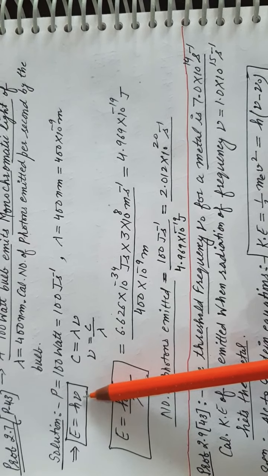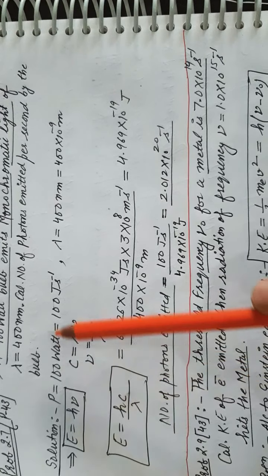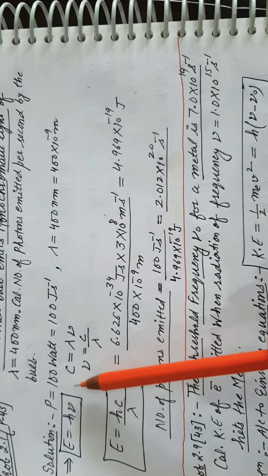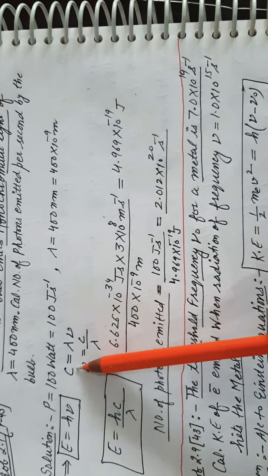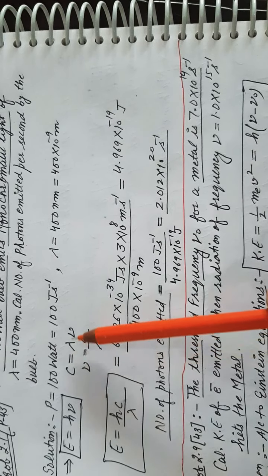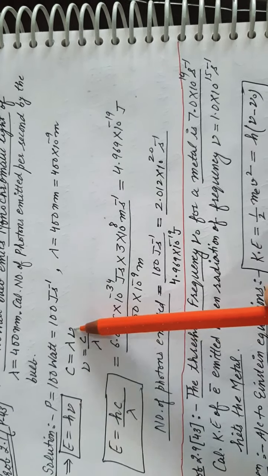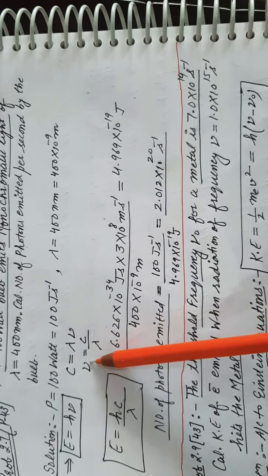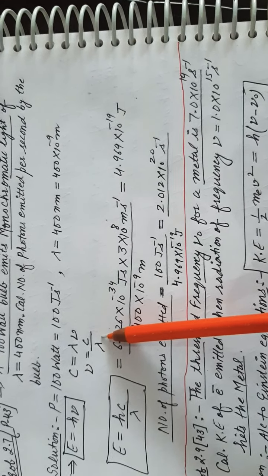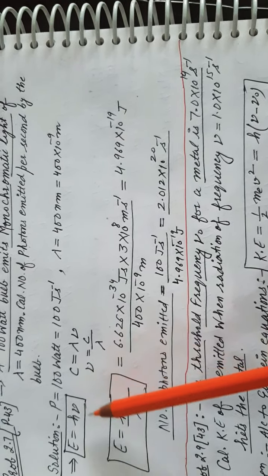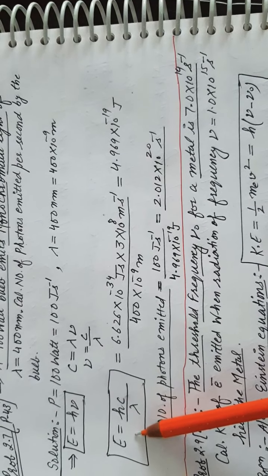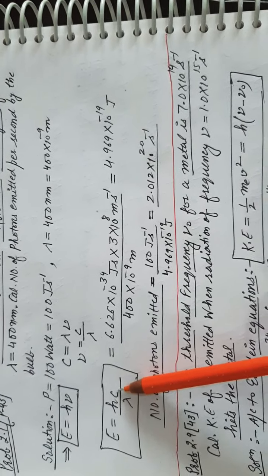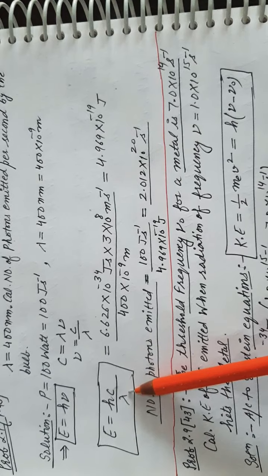where nu is frequency, but here lambda is given, so we have to convert this frequency nu in terms of wavelength. As we know, the relationship between wavelength, frequency and speed of light, c is equal to lambda nu, and from this expression nu is equal to c by lambda. So by putting the value of nu in the energy expression, it will be E is equal to hc upon lambda, where h is Planck constant, c is the speed of light and lambda is the wavelength.